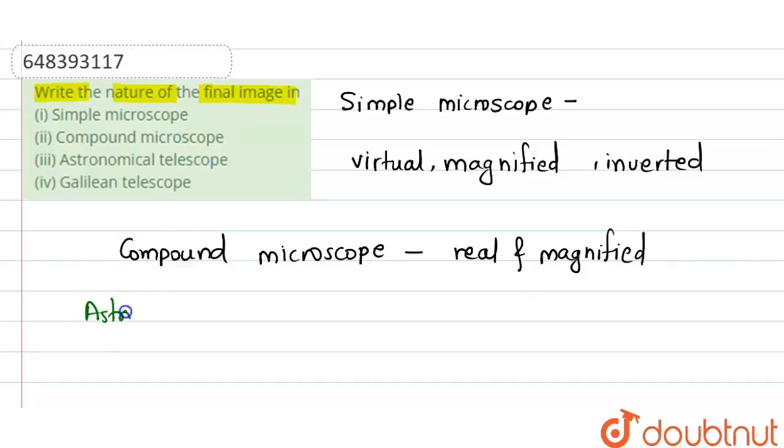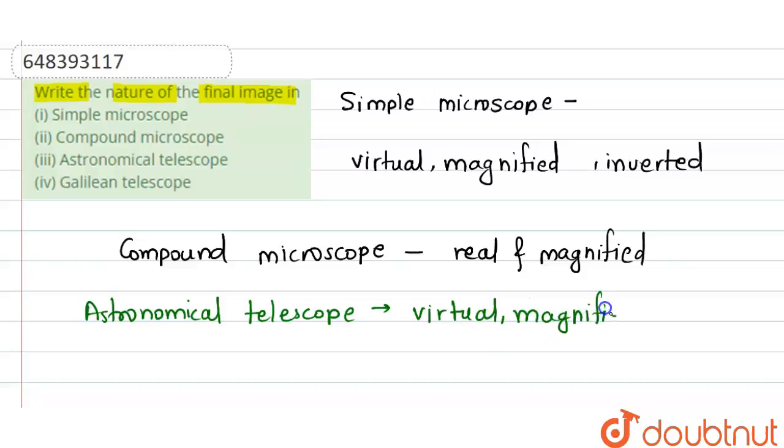First one is astronomical telescope. So with the help of this astronomical telescope, we are observing very distant objects which are looking very small to us from Earth. Now when we observe it with the help of astronomical telescope, the image of that object is virtual, magnified, and inverted. So we can see that object more clearly.